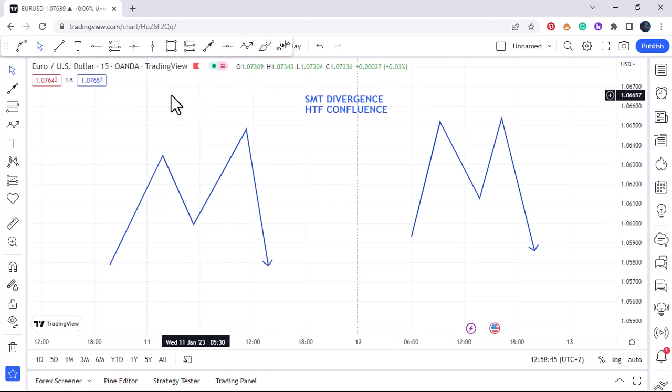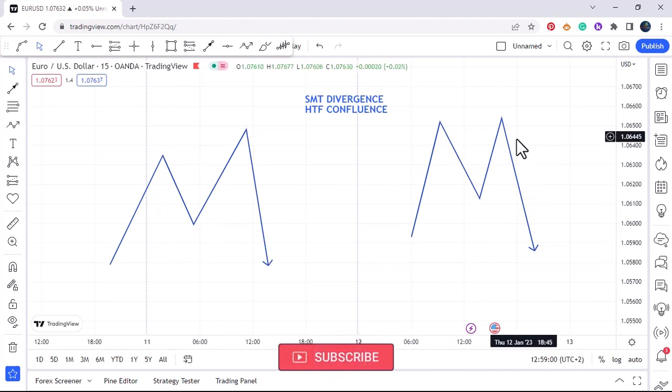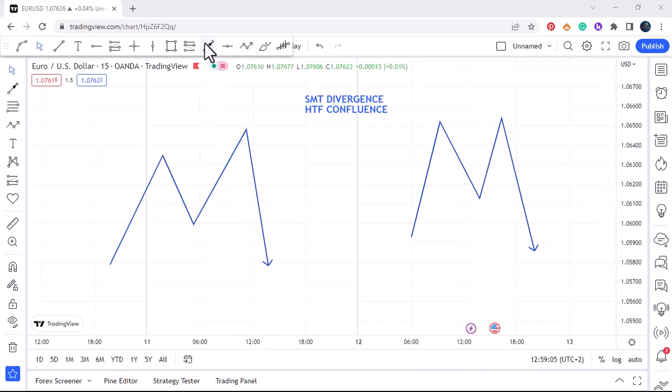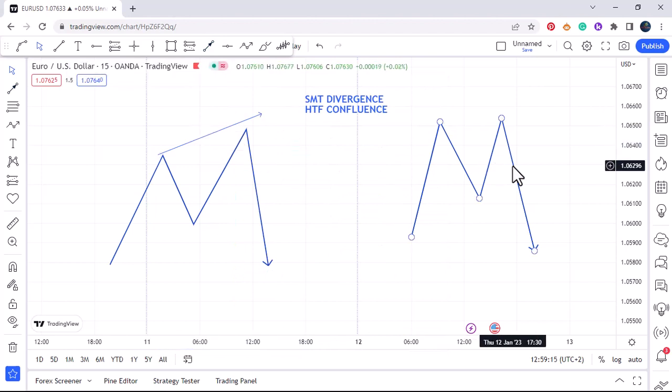From what you are seeing here, let's just assume this first one is chart number 1 and this is chart number 2. We can interchange: this can be GBP USD and this can be Euro USD, or this can be Euro USD while this is GBP USD. So let's just say first chart, second chart, right?